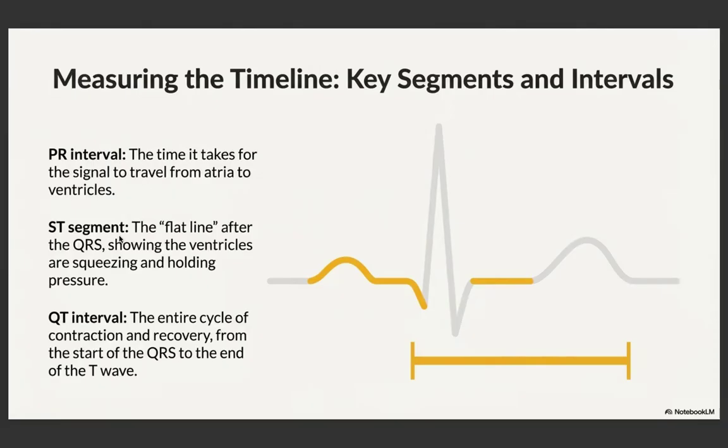Then we have our ST segment. It's going to be right here. I talked about it before when we talked about a STEMI. In a STEMI, it is normal to have this flat line, but a STEMI is going to have this ST segment be elevated, and then an NSTEMI, this is going to go down in a loop. All right, but that's going to show how much your ventricles are squeezing and holding the pressure.